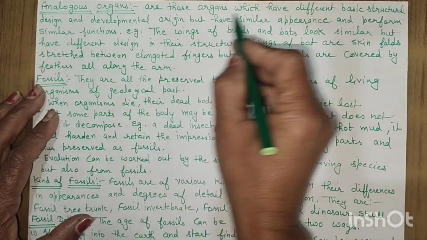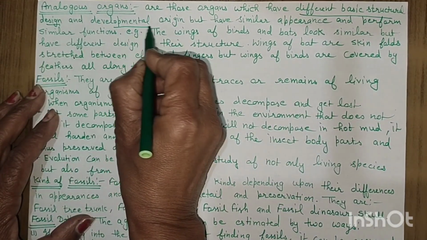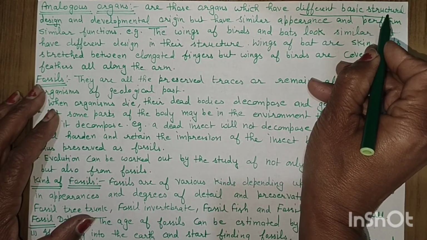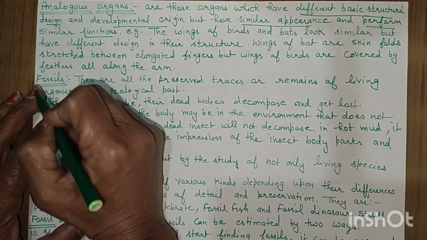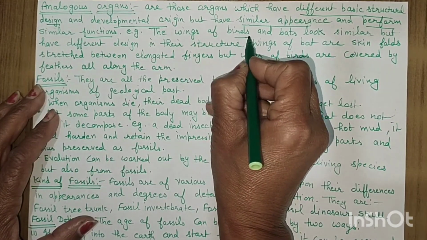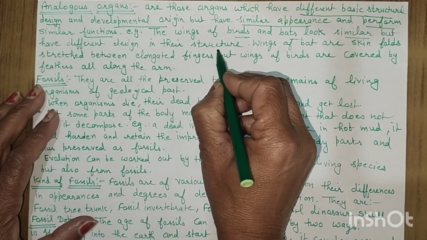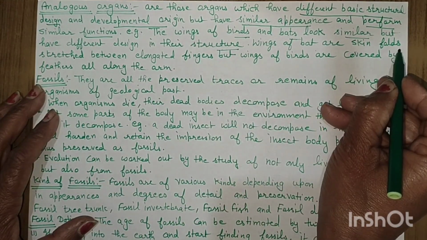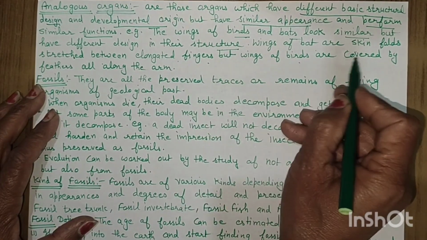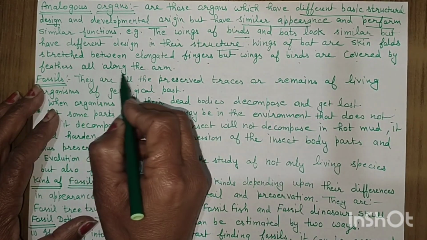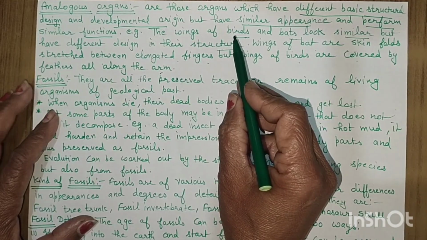Analogous organs are those organs which have different basic structural design and developmental origin. They have different structural design but have a similar appearance and perform a similar function. For example, the wings of birds and bats look similar but have different structural designs. The wings of the bat are skin folds stretched between elongated fingers, but the wings of a bird are covered by feathers all along the arm, yet both perform the same function of flying.